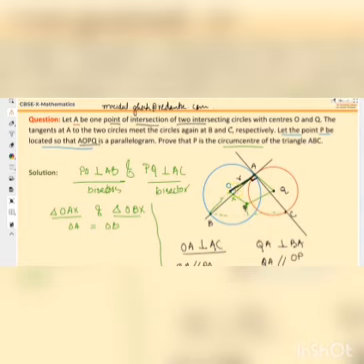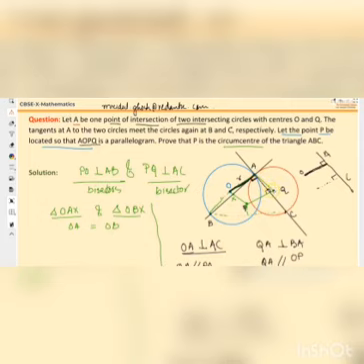Now guys, suppose this is AC, and OA is perpendicular to AC, then a line which is parallel to OA, that means this line, will also be perpendicular to AC. That means OA is perpendicular to AC and PQ is parallel to OA, so PQ is also perpendicular to AC. So that means this angle is 90 degrees.